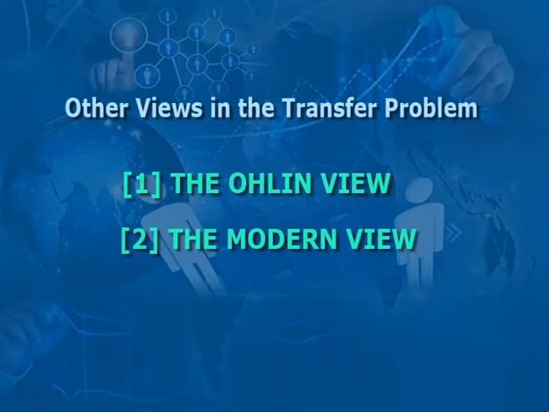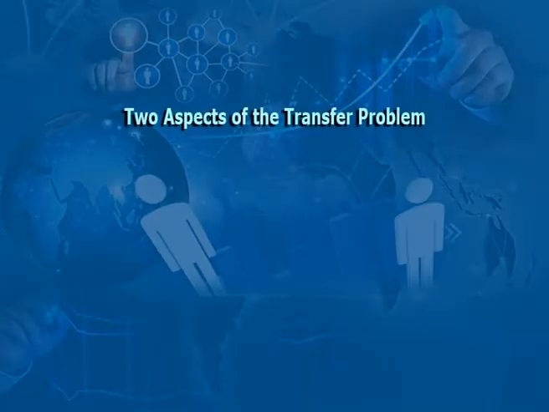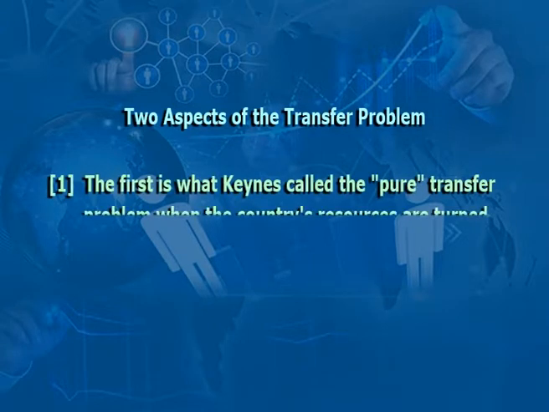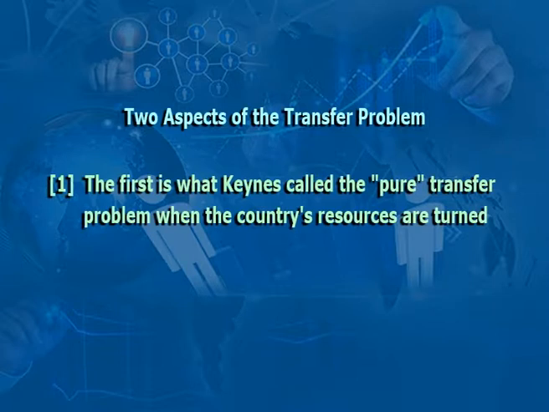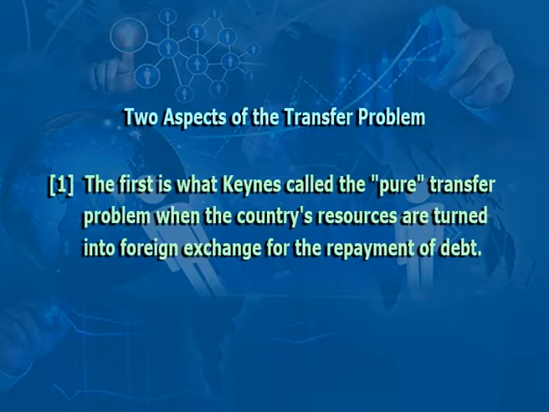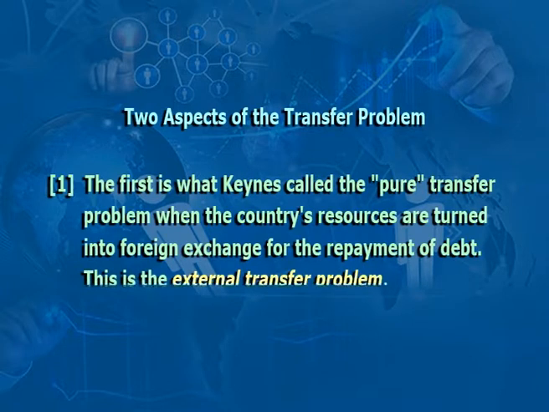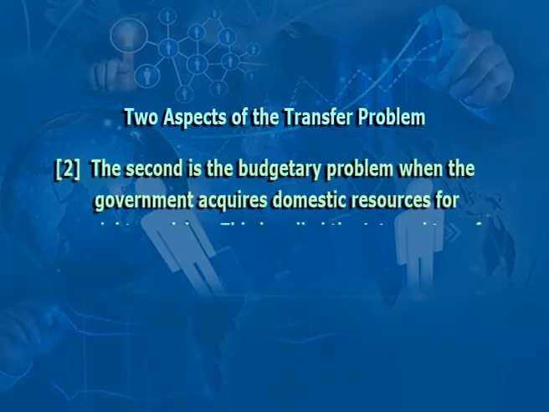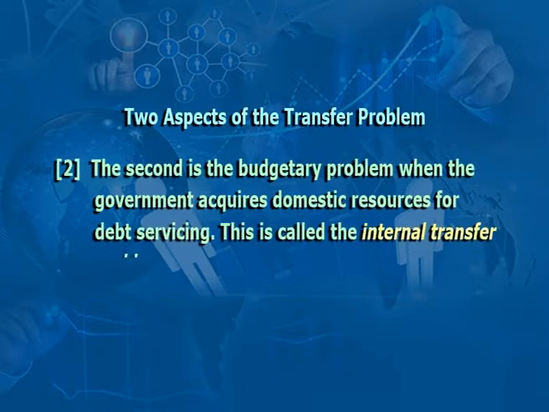Now friends, we will have a look at the modern view of it. The modern view is an extension of Keynesian analysis of the burden of reparation payments. It has two aspects of the transfer problem. The first is what Keynes called the pure transfer problem, when the country's resources are turned into foreign exchange for the repayment of debt. This is the external transfer problem. The second is the budgetary problem, when the government acquires domestic resources for debt servicing. This is called the internal transfer problem.